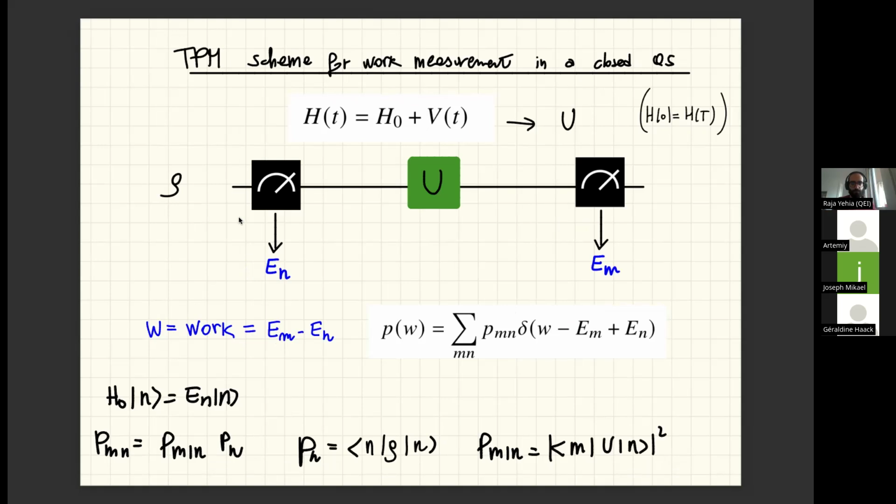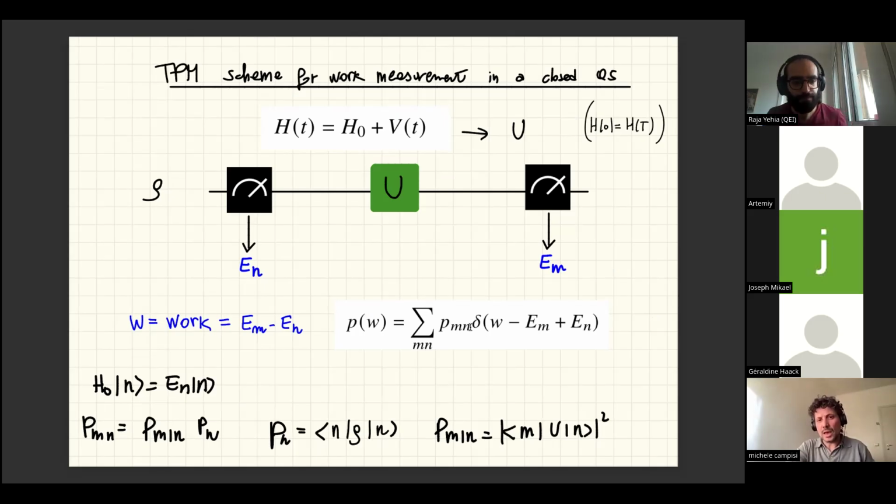And if you repeat this preparation, measurement, evolution, measurement procedure many times, each time, possibly you get distinct values of work, each with its own probability, which is written here. I'm sure most of you are very familiar with this expression. So the work probability is a sum of delta peaks centered at the various transitions that are present in the spectrum of your Hamiltonian H0, each delta weighted with the joint probability to observe n at time 0 and m at final time big T.